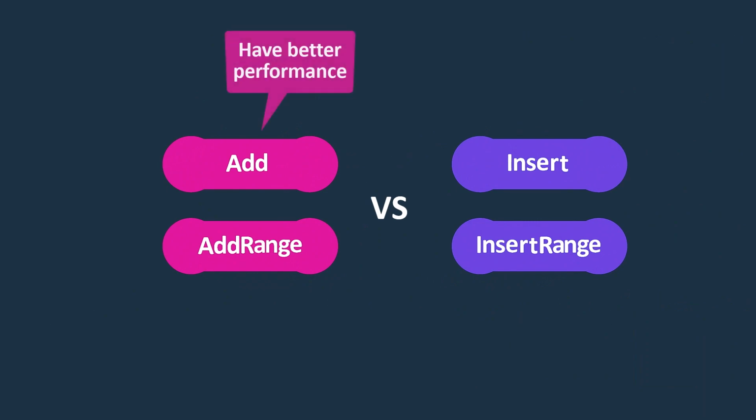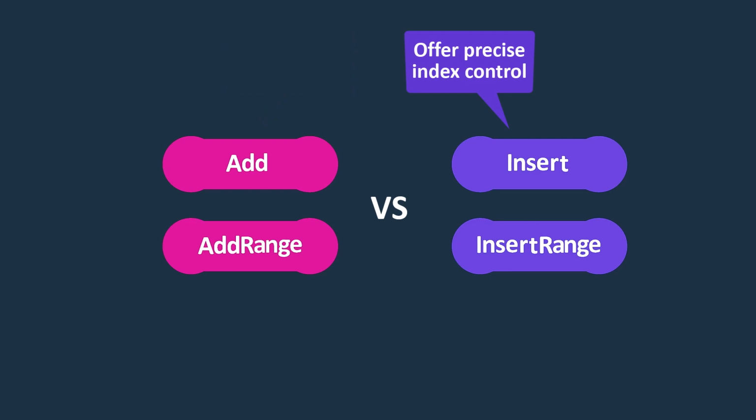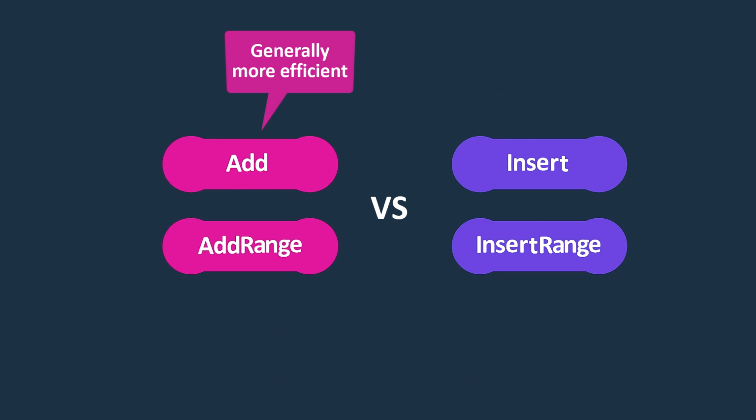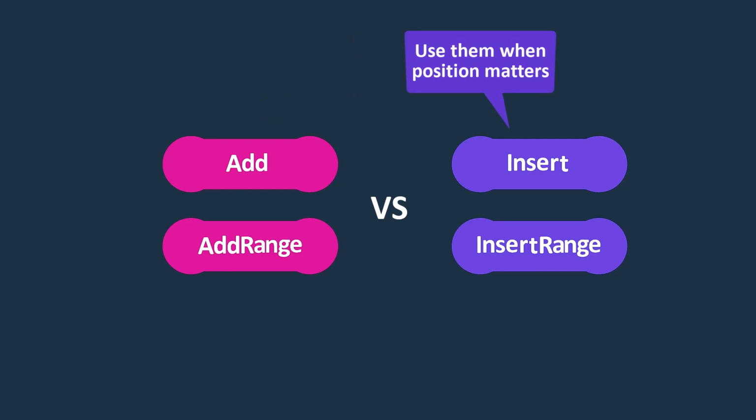Alright, the add and addRange methods typically have better performance than the insert and insertRange methods, because they directly add elements to the end of the list without shifting existing elements. On the other hand, the insert and insertRange methods provide more control as they allow us to specify the exact index for element insertion. For general cases, the add and addRange methods are more efficient choices. Also, only use the insert and insertRange methods when the specific position of the added elements is important.